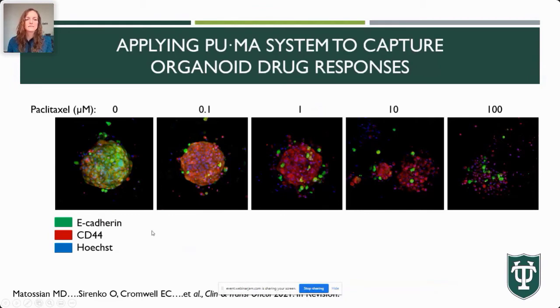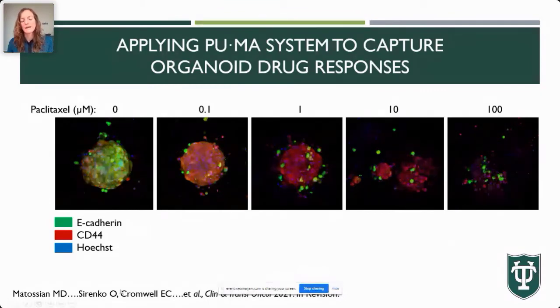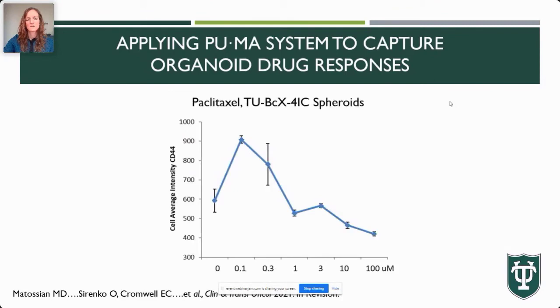We were also interested in other biologic endpoints other than viability. So this was a test experiment to see if we could stain with a cell adhesion molecule that we're highly interested in, E-cadherin, and that cancer stem cell marker, CD44. So this is with paclitaxel and the 4IC spheroids, and we obtained these beautiful images. You can see a high presence or expression of E-cadherin, and how the paclitaxel treatment affected biomarker expression as well.